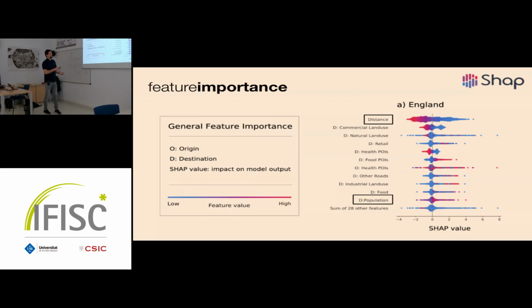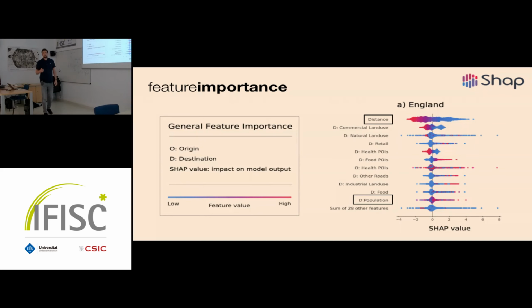So for example, for commercial land uses, we can see that low values, in this case in England, have a positive impact, so they actually augment the flows of commuters, and also the opposite. And this is interesting, because first of all, there is an important thing here. While the gravity model relies on distance and population, here we see that population is not that relevant, because the features are sorted by relevance.